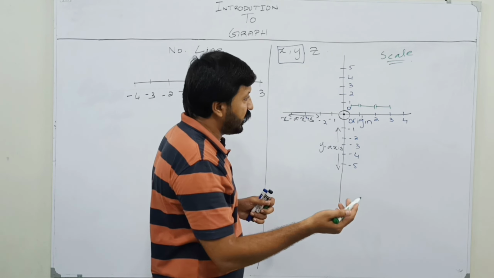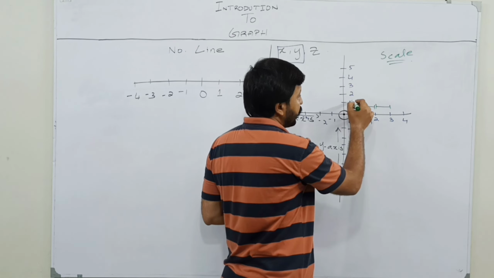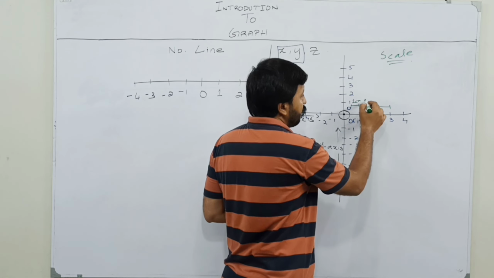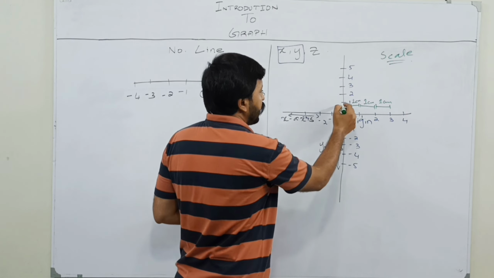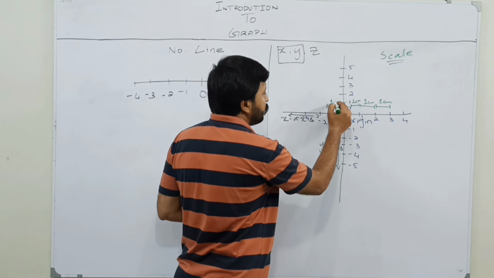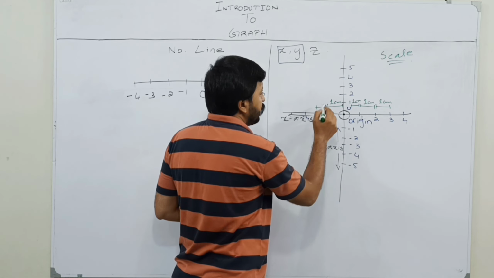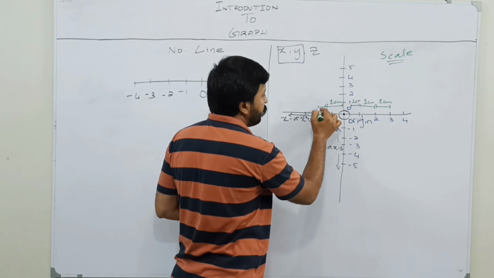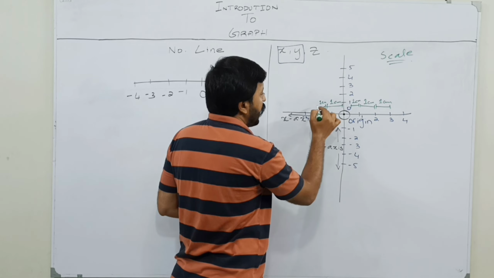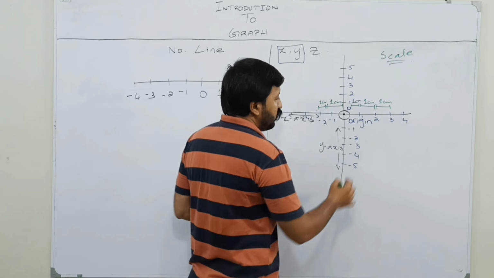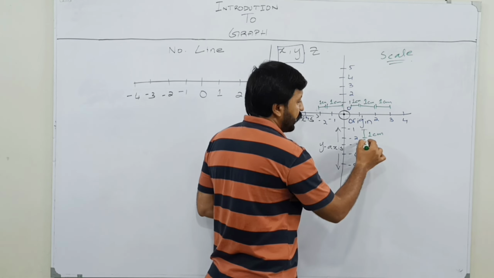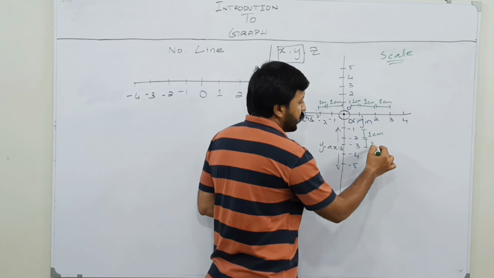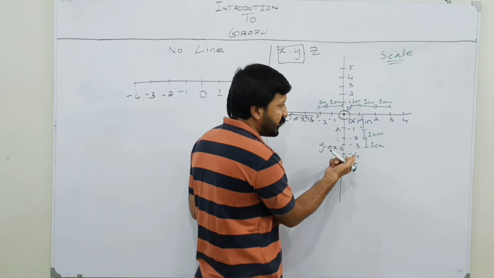So let us consider it as 1 centimeter. It will be 1 centimeter and it will be 1 centimeter. Same goes here, it will be 1 centimeter. Again minus 1 to minus 2 will be 1 centimeter and so on. And for the y-axis, from minus 1 to minus 2 it will be 1 centimeter and again 1 centimeter from minus 2 to minus 3.